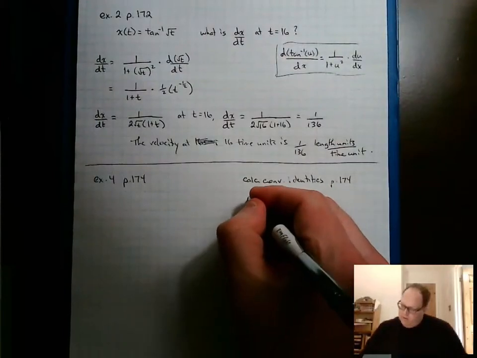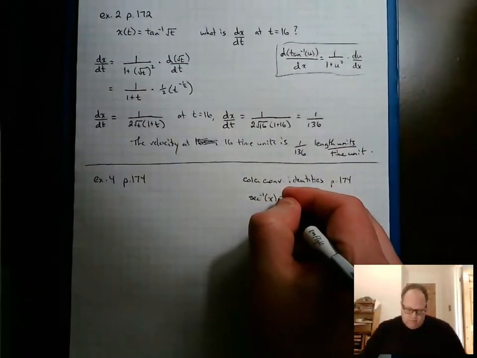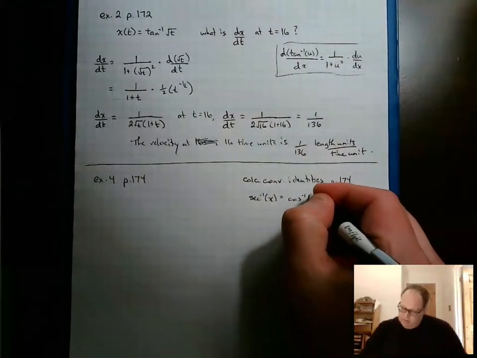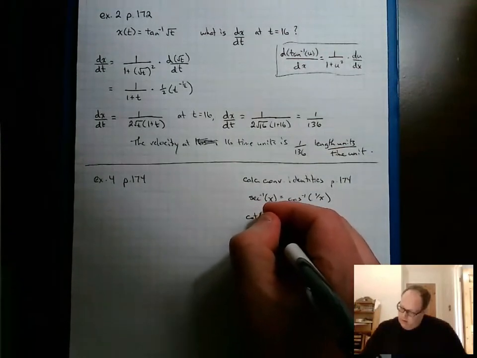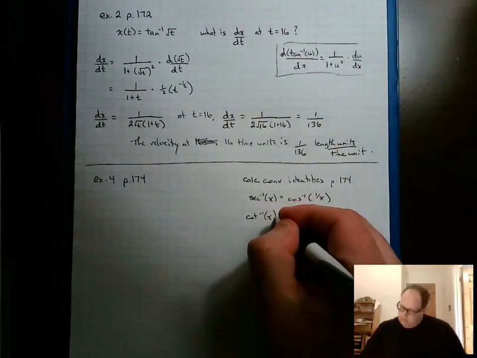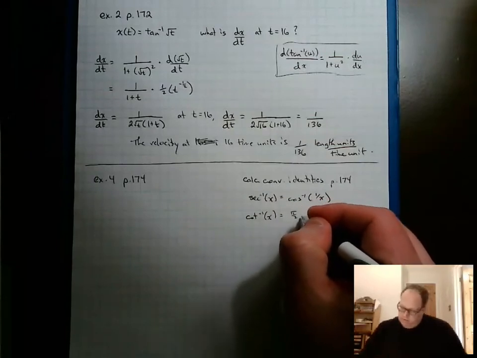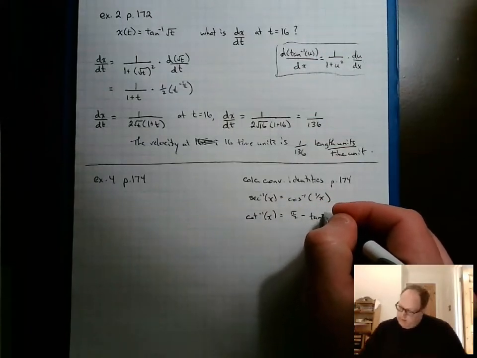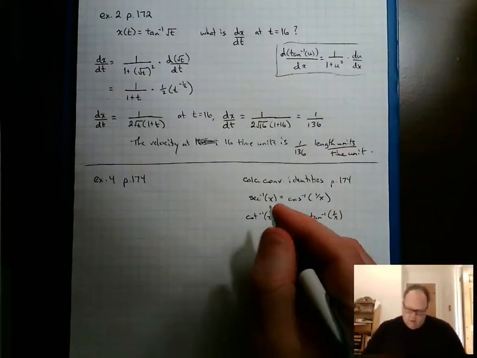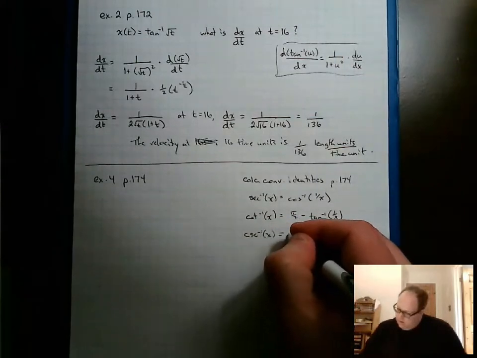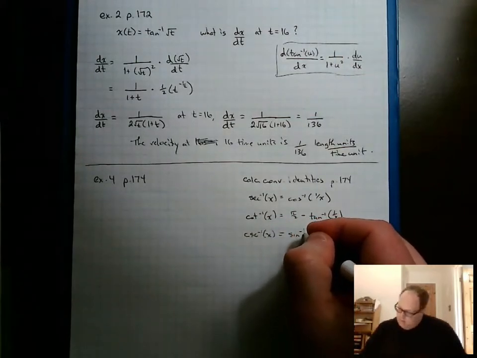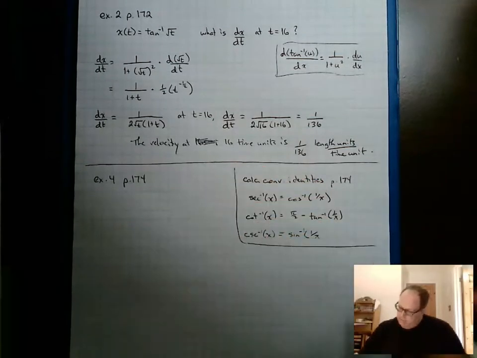And they basically say that we can figure out inverse secant by doing inverse cosine of 1 over the value, inverse cotangent as pi over 2 minus inverse tangent 1 over x, and inverse cosecant of x as inverse sine of 1 over x. So, on to our example.